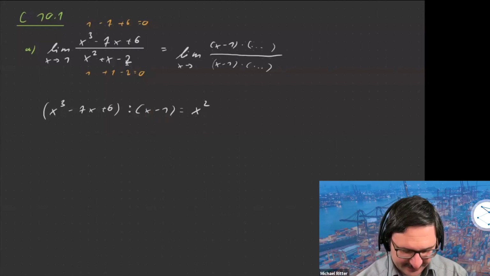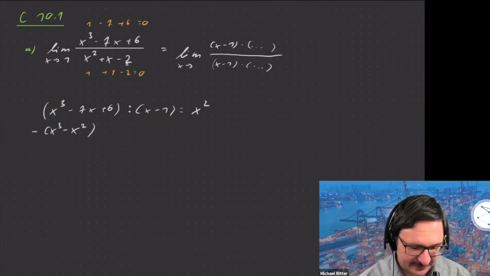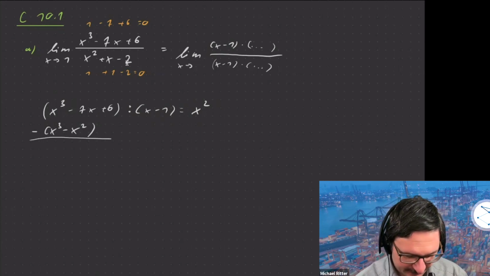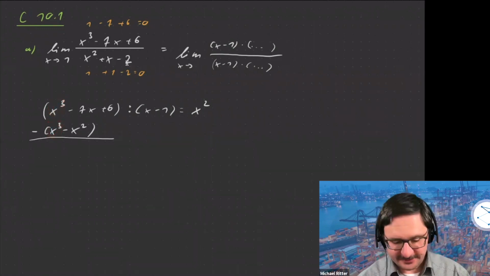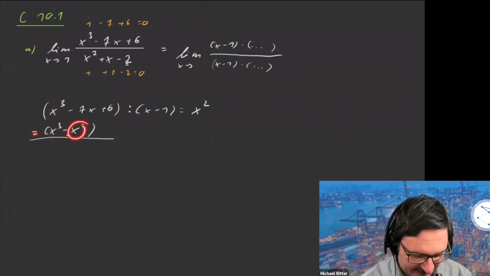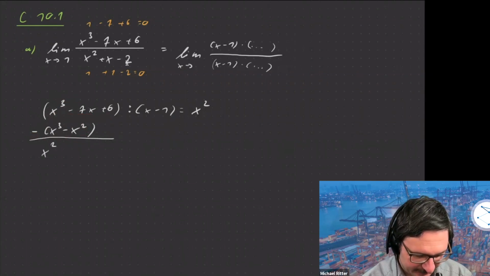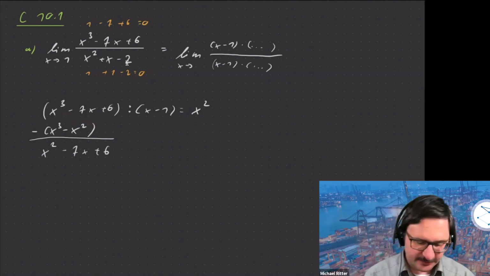So there is x to the third minus x squared, and we're going to subtract that here. So what we get is x to the third minus x to the third, that's a 0, minus x squared, and there's no x squared up here. So that will yield x squared. And then, of course, we still have this minus 7x plus 6. So that's the remainder for now.